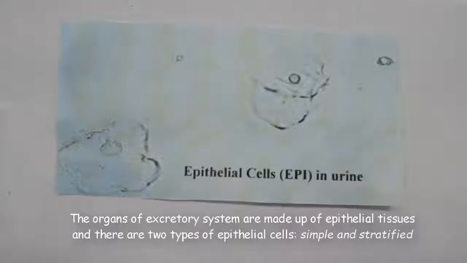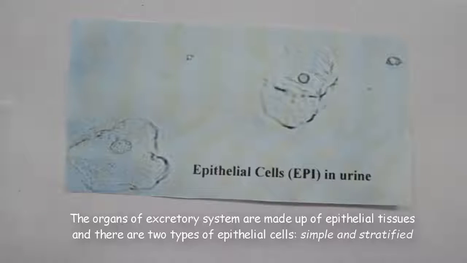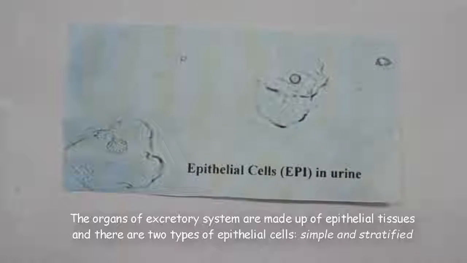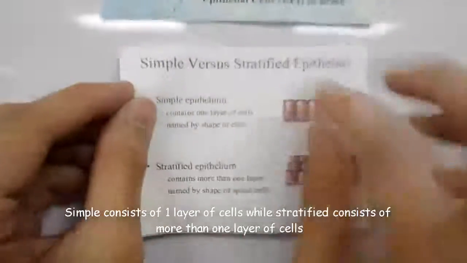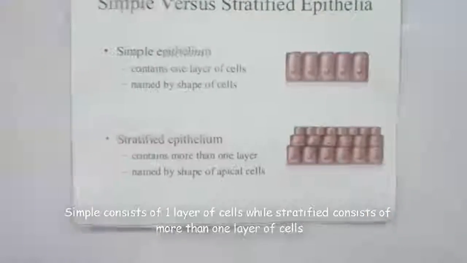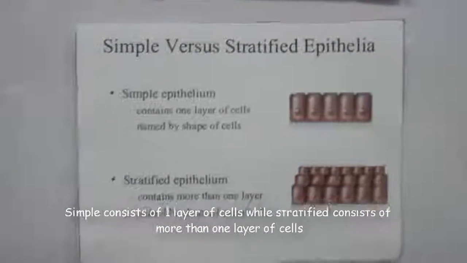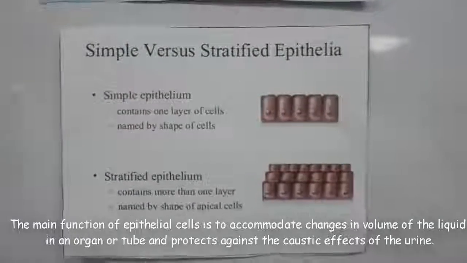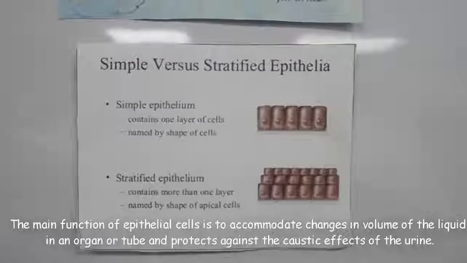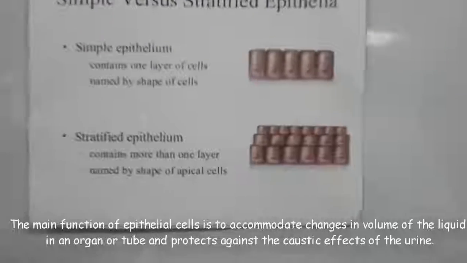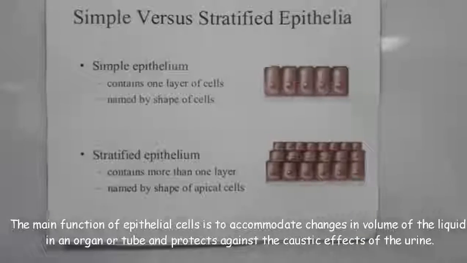The organs of the excretory system are made up of epithelial tissues, and there are 2 types of epithelial cells, simple and stratified. Simple consists of 1 layer of cells, while stratified consists of more than 1 layer of cells. The main function of epithelial cells is to accommodate changes in volume of the liquid in an organ or tube and protect against the caustic effects of the urine.